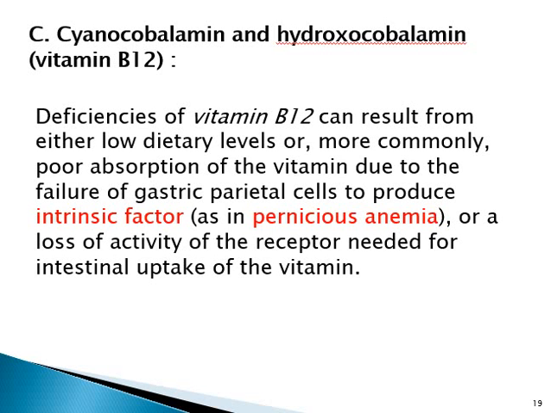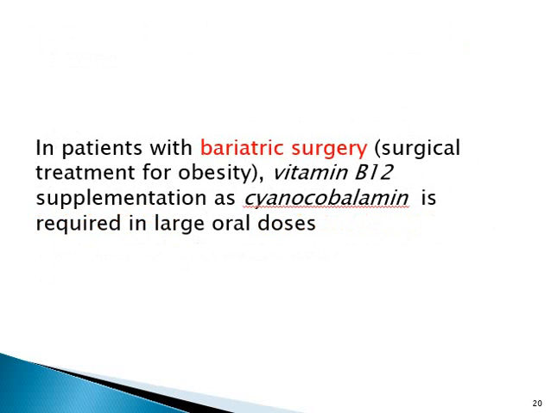It is called pernicious anemia when this factor is absent, or when there is a loss of activity of the receptor needed for the intestinal uptake of the vitamin. Sometimes the receptor has no activity to pick up the vitamin and absorb it, so that is also a cause of this type of anemia.